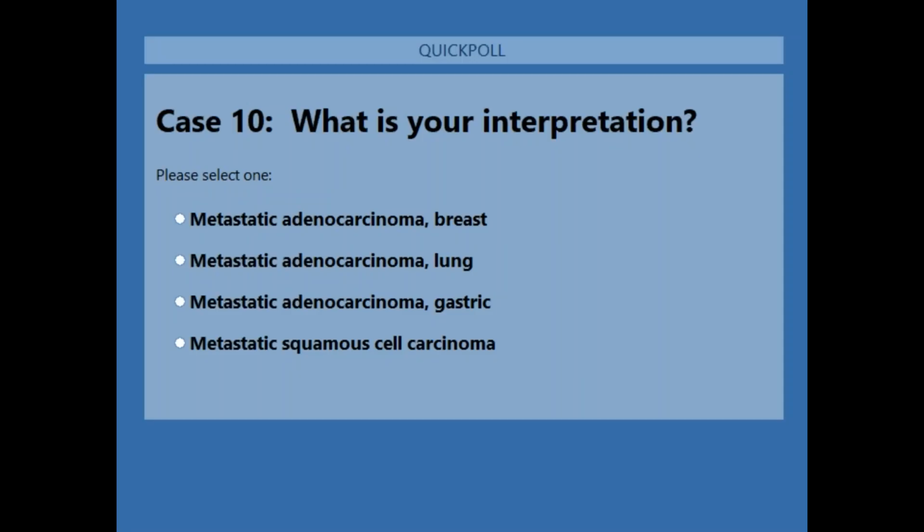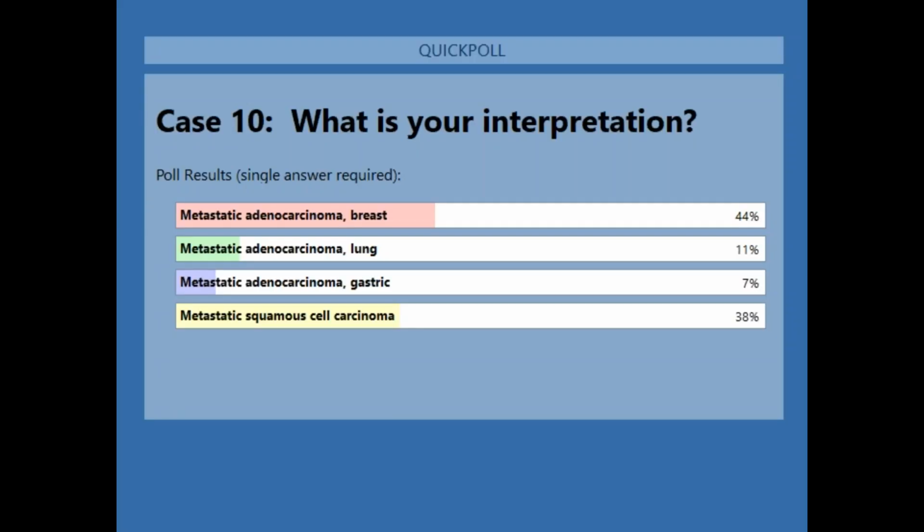What is your interpretation? Metastatic adenocarcinoma of the breast, metastatic adenocarcinoma of the lung, metastatic adenocarcinoma gastric, or metastatic squamous cell carcinoma? Right, the poll is now open. And we'll give you a few seconds to finalize your answers. And I'll ask Joanne to share the poll, please. Okay, looks like you have metastatic breast adenocarcinoma and metastatic squamous cell carcinoma against each other, but breast carcinoma is 44, the other one is 38. So let's see what you have.